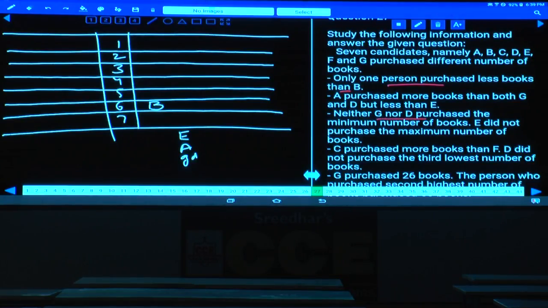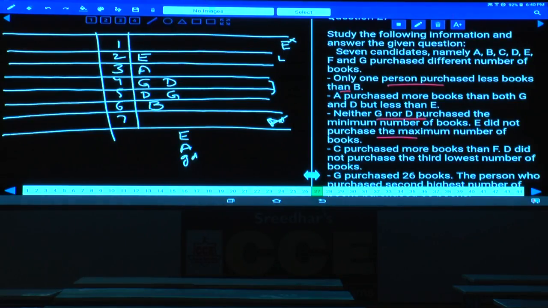Neither G nor D purchases the minimum. As G and D cannot be in these 2 places, where should G and D be? G and D must be in places 4 and 5. A purchases more books than G and D but fewer than E. E did not purchase the maximum number of books, hence E cannot be here. As E cannot be here, what is the only possibility? If G is at this place, D will be here, or if D is here, G will be here. Done with this? Then E did not purchase the maximum number of books.